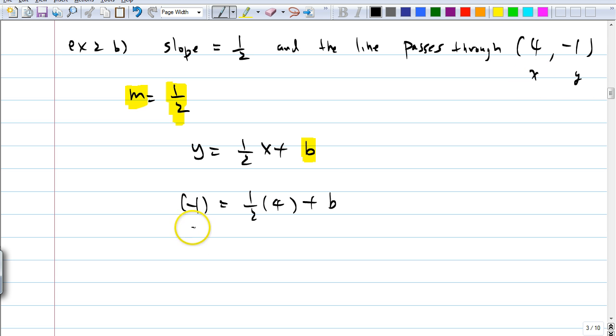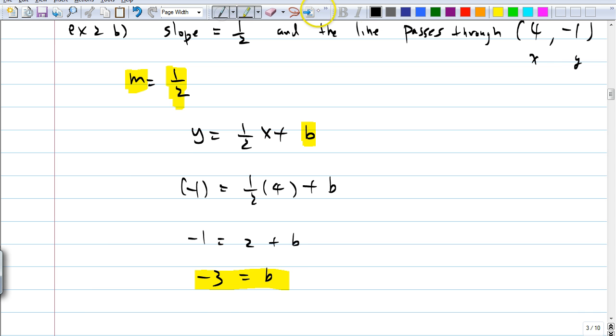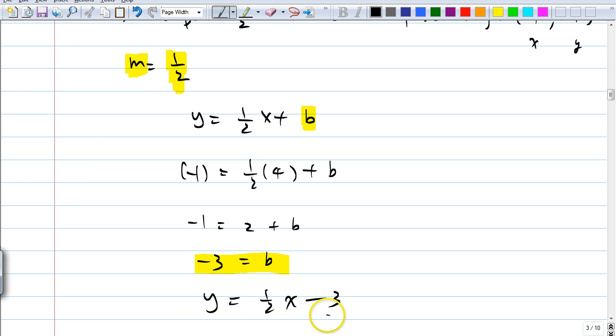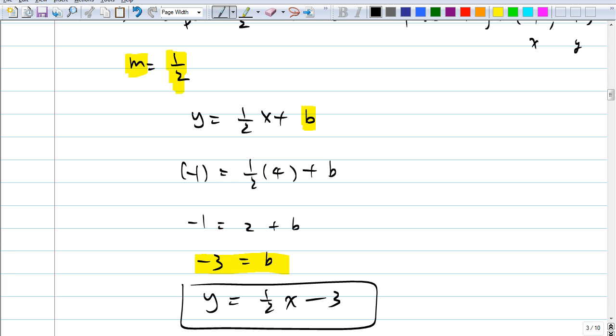So -1 equals, what's this? 2 plus b. What's b, class? -3. All right? So what is our equation of this line? So we found everything we need. We got the slope, we got the b. How about, Alvin, what's our equation of this line? Yeah. Easy enough, guys? Yes. Okay. So that's how they get sort of creative. Instead of them just giving you the slope and the y-intercept, they give you slope and the x-intercept, slope and a point. Okay, does that make sense?